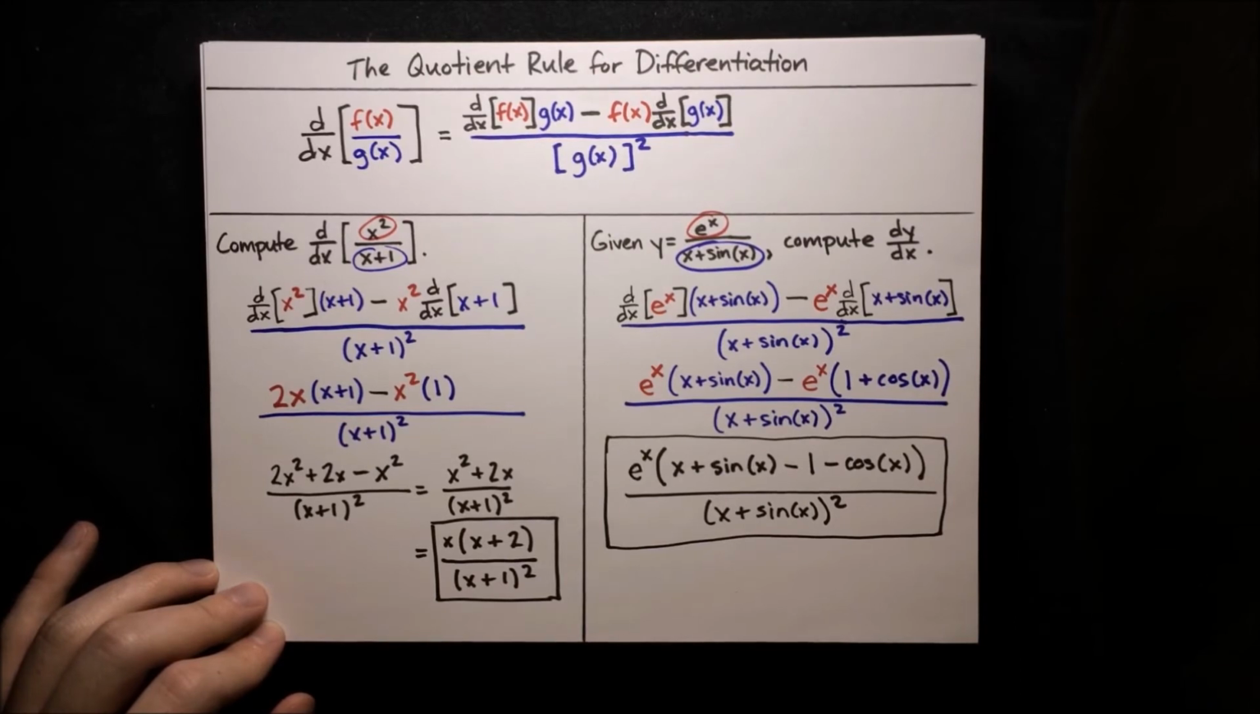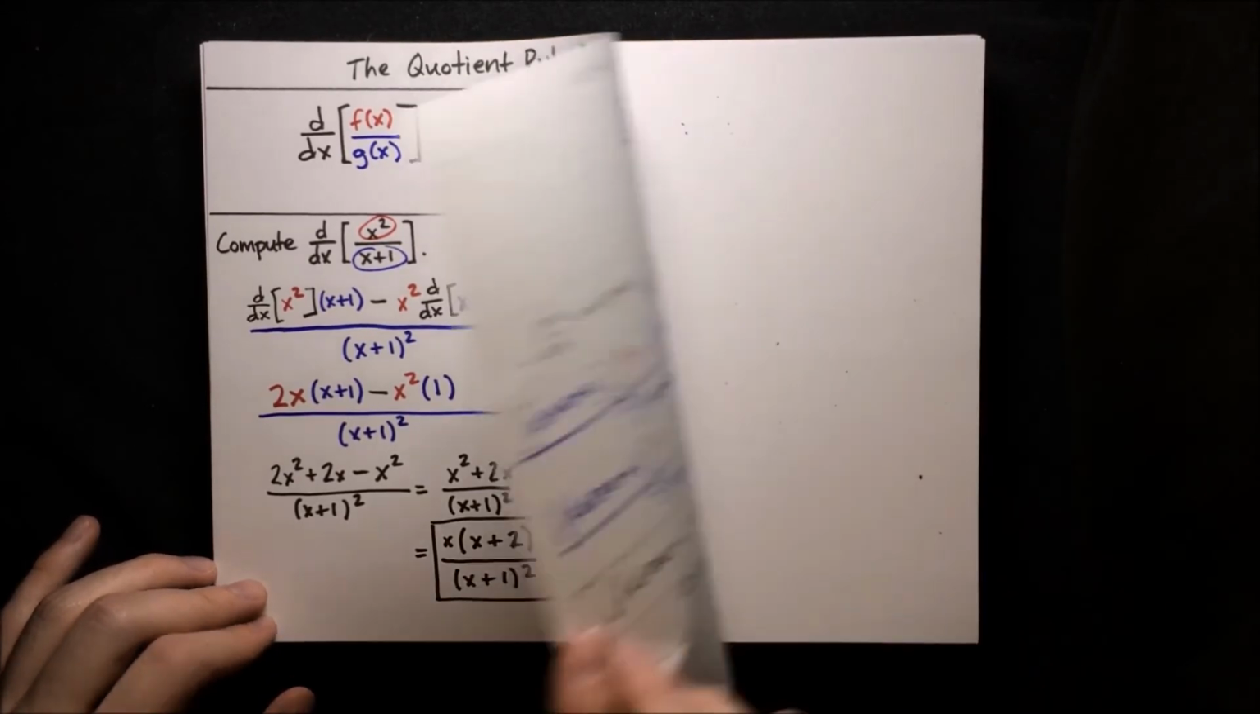The takeaway from this example in particular is that the quotient rule can get kind of messy sometimes. And that's just the way it is. So if you get a really messy expression after applying the quotient rule, it doesn't necessarily mean you've done anything wrong, because that might be the simplest it can get.